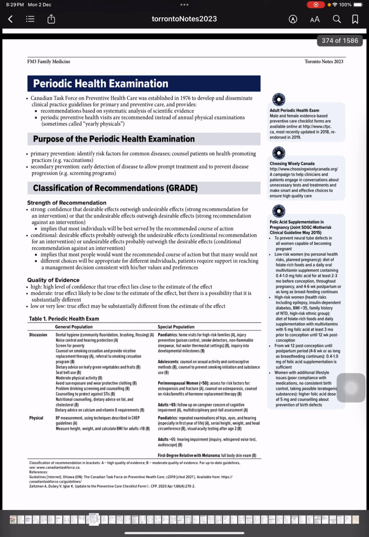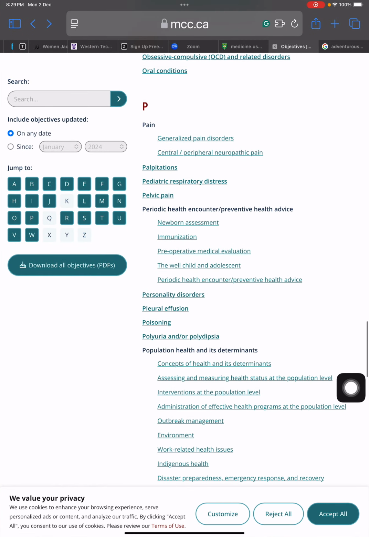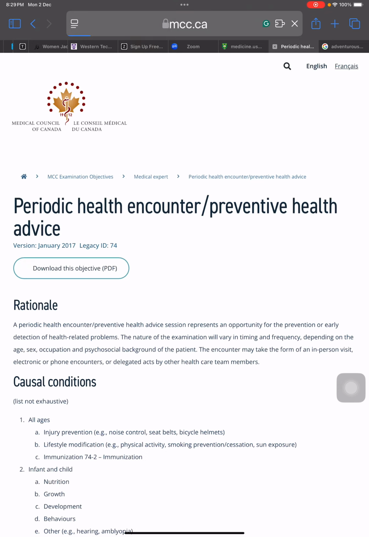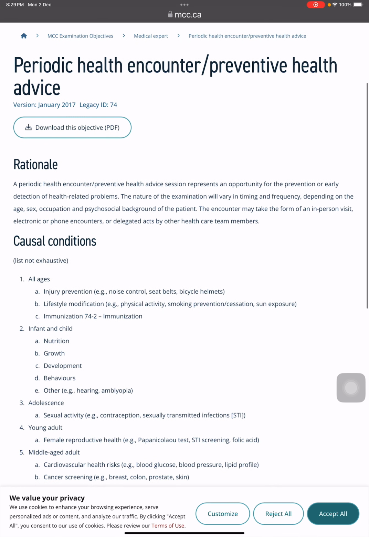So let me tell you guys, for MCCQE1 we do have objectives on the MCC website, specifically on the periodic health encounter. If you click Medical Expert, you can see medical objectives there, and if you go into section P, you can see a periodic health encounter, preventive health advice. This is the objective that I'm going to teach you today. So let's get to it together.